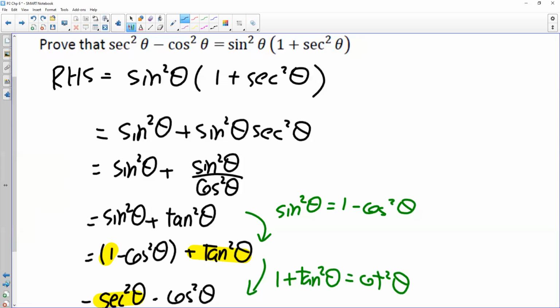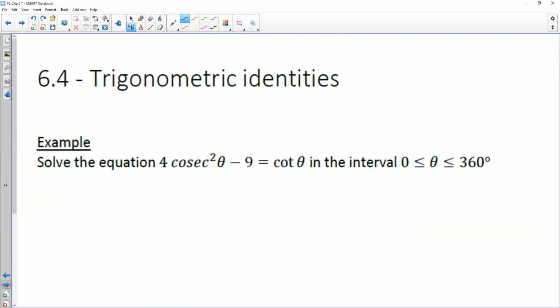Okay. Right. Example. Next one. This one is about solving equations. So to solve a trigonometric equation, you can't have 2 trigonometric functions. So in this question, you can see a cosec squared and a cot theta. You can't solve it because if you want to solve a trig equation, at the end, you will have to do the inverse. To do the inverse, you can only have 1 trig function.